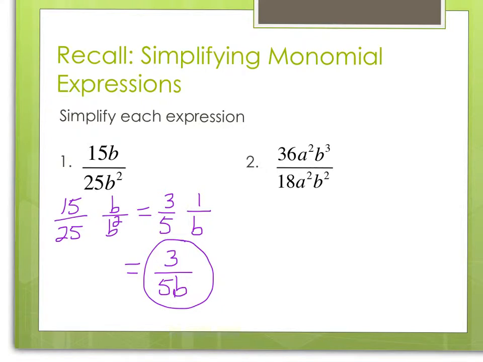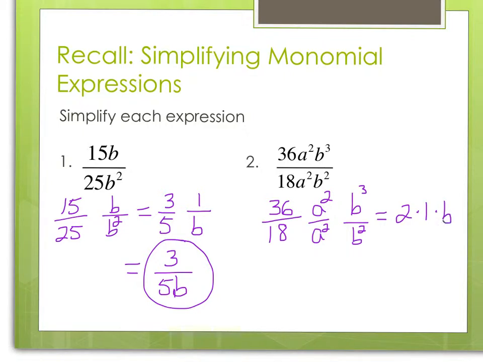Okay, number 2, we can do the same idea, right? We have 36a squared b to the third divided by 18a squared b squared. So I could split this up as 36 divided by 18, a squared divided by a squared, and b to the third divided by b squared. Well, 36 divided by 18 is 2. A squared divided by a squared is 1. B to the third divided by b squared is b. So I'm left with 2 times 1 times b, or 2b.